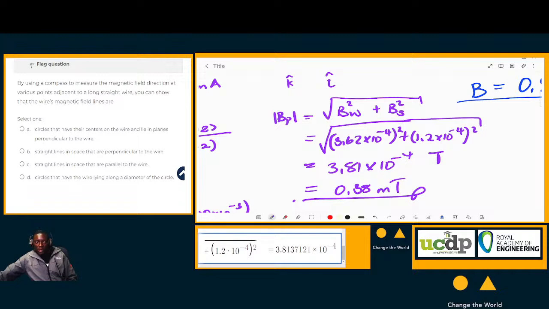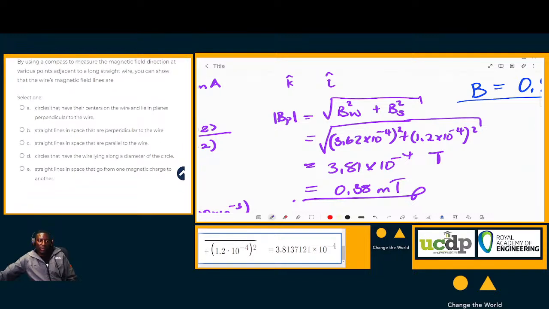So for question 21, by using a compass to measure the magnetic field direction at various points adjacent to a long straight wire, you can show that the wire's magnetic field lines are A. Circles that have their centers on the wire and lie in planes perpendicular to the wire. Sounds correct. Straight lines in space? No. The compass will trace a magnetic field which is a circular path. So it should be circles. Straight lines is already out.